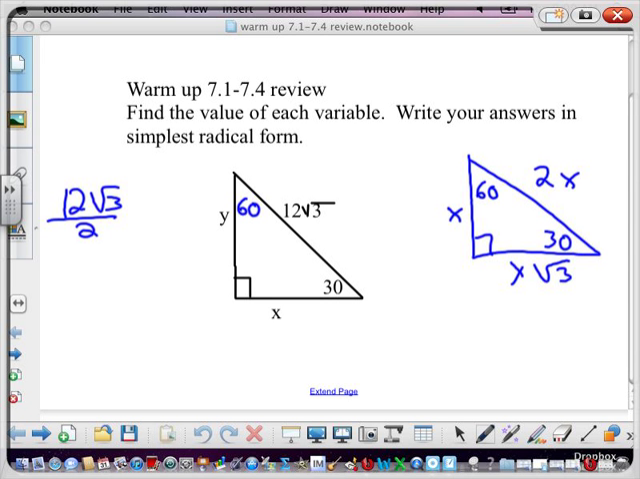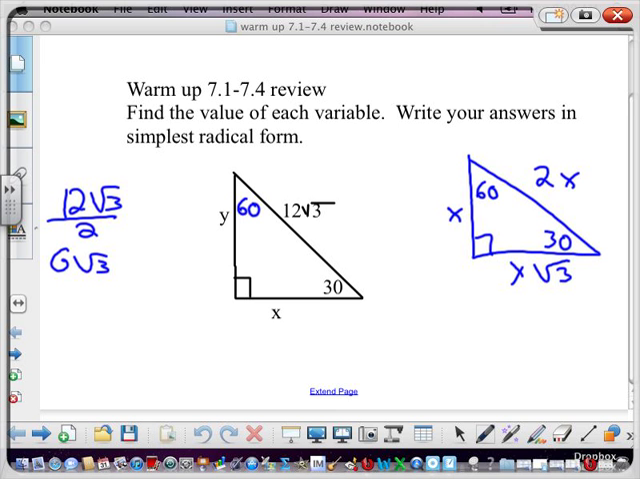Okay, which ones are like terms? Does 12 and 2 or 2 and square root 3? How many times does 2 go into 12? Excuse me. 6. It goes in there 6 times. So 6 square root 3 is going to go where?